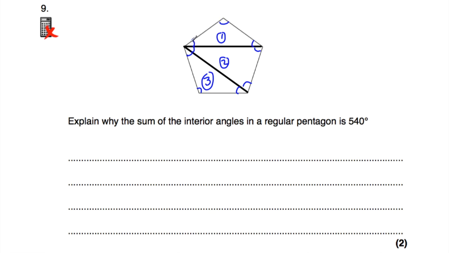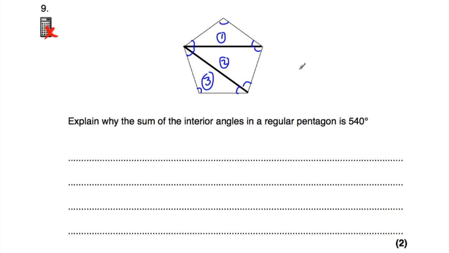Obviously, you've got this angle, then you've got this bit, and this bit, and those three angles will form together to be the angle of the pentagon. We've got this angle, and they form together to be that angle of the pentagon. This angle will form together to be this angle of the pentagon, and obviously, you've got this one here. So that means that the three triangles form the pentagon. The angles of the three triangles form the pentagon.